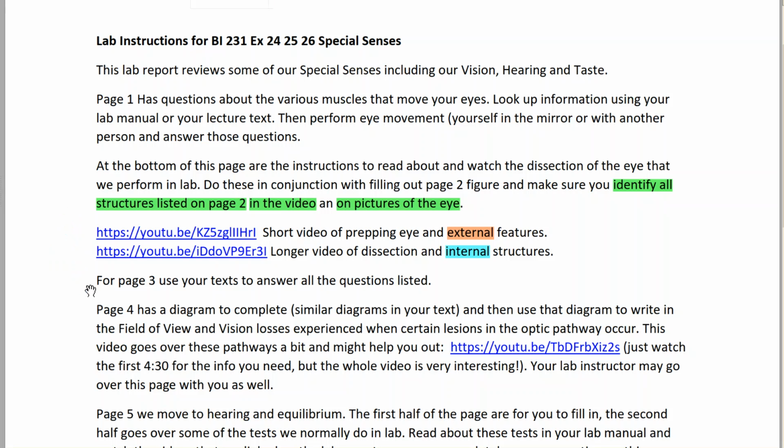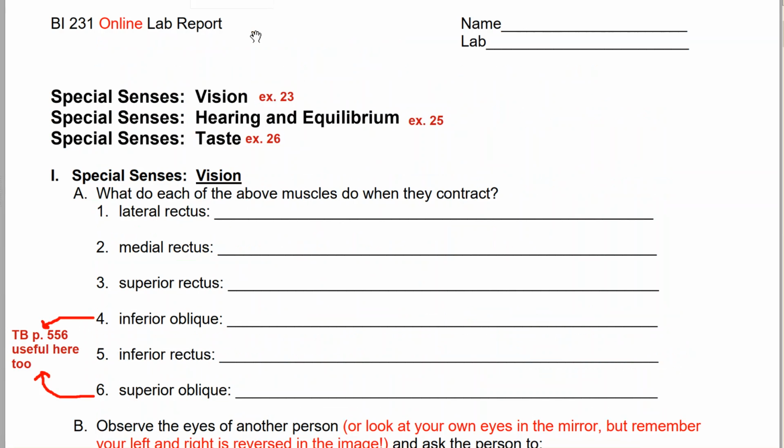Then we go on to page 2 and 3, which is kind of learning about structures of the eye and vocabulary functions for the structures that we just learned. And then page 4 is going to go over a diagram of the visual pathway to the brain. So here we are at your lab report. The first page is really just about eye muscles.